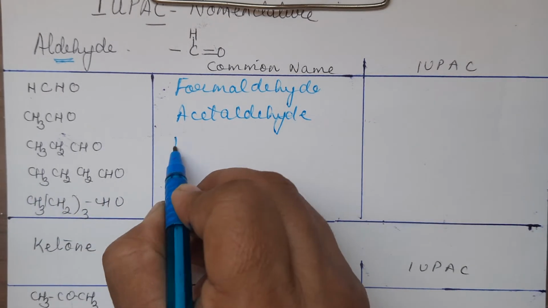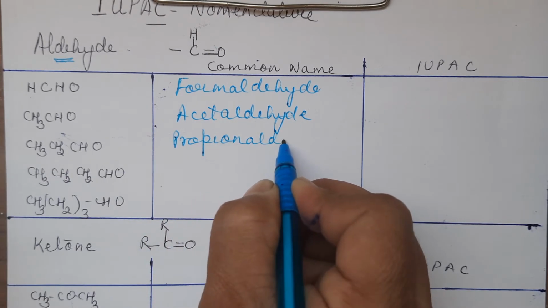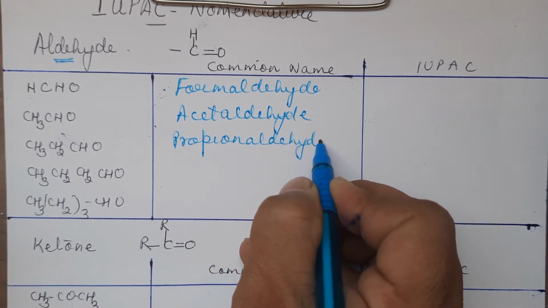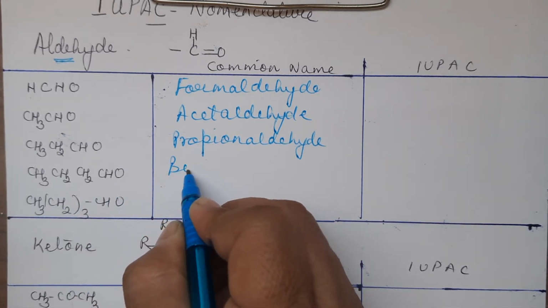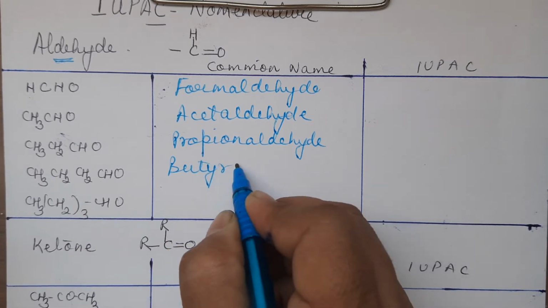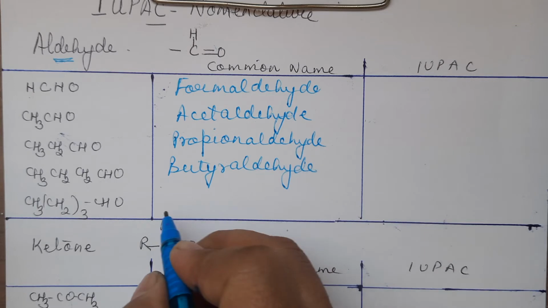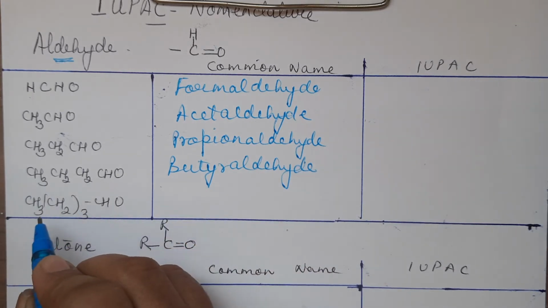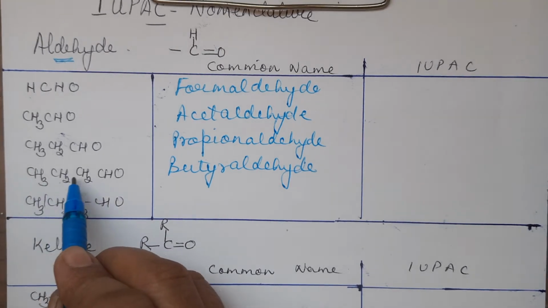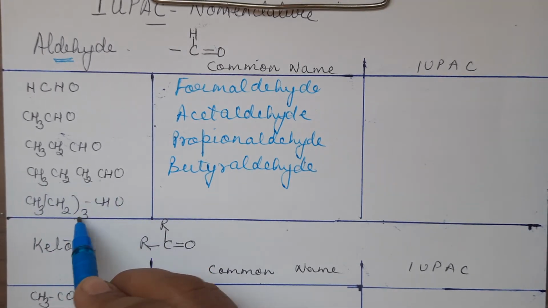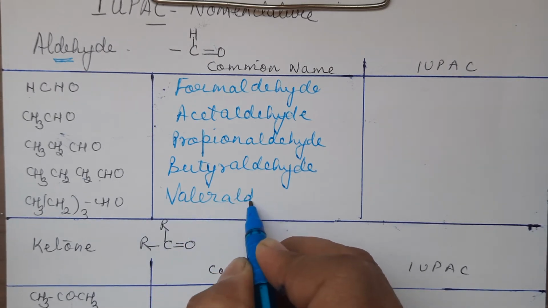Now the three carbon atom aldehyde is called propionaldehyde, on the basis of where it is obtained from. The fourth one is called butyraldehyde. The fifth one, with 5 carbon atoms, I've written like this: CH2 taken thrice, meaning CH2, CH2, CH2. One more CH2 will be there in this. This is called valeraldehyde.